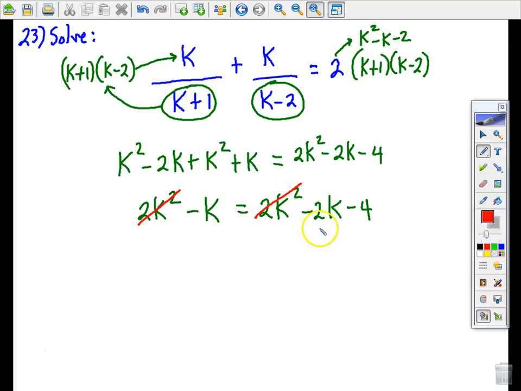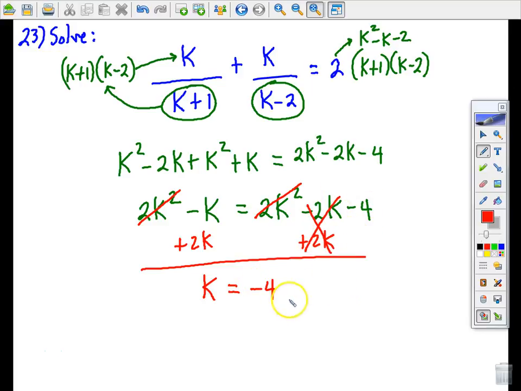So let's put our k terms on one side of the equation and then leave our constant on the other. So I'm just going to add 2k to both sides. Negative 1 plus 2 is 1, okay. And then we have negative 4. These would cancel. And we have our answer. K is negative 4.